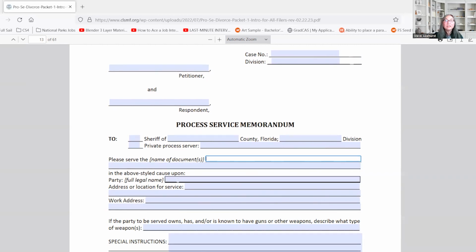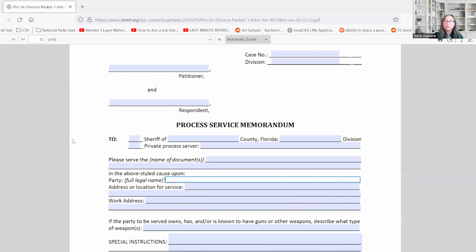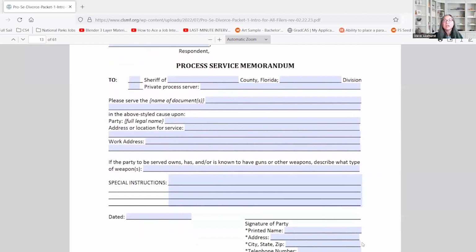So you have to write those at least. And then for the party, you're going to write the person that you want served, your soon-to-be ex, and their address. You could also provide a second address, but that's only if you have a second address. And you also have to let them know if they have guns, because this is for the protection of the sheriff and or the process server, so that they know whether they need to be more careful. And then there are any other special instructions that you have.